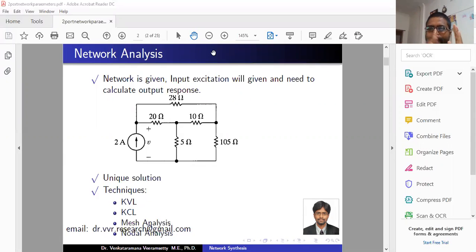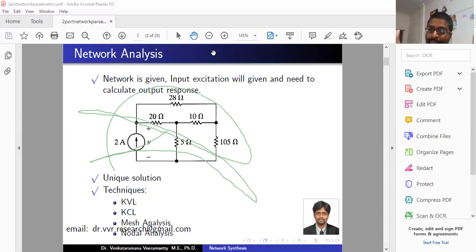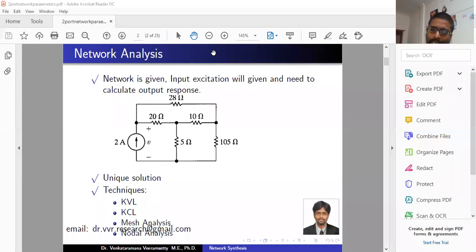So simply, in network analysis, we have the electric circuit, a combination of different passive elements, and we have some input excitation, either voltage or current. That information is available, and we need to calculate the response, which may be a voltage response or a current response, by using different techniques. Different techniques means either KVL or KCL or mesh analysis or node analysis. By using these techniques, we calculate the response. That is what we discuss in network analysis.